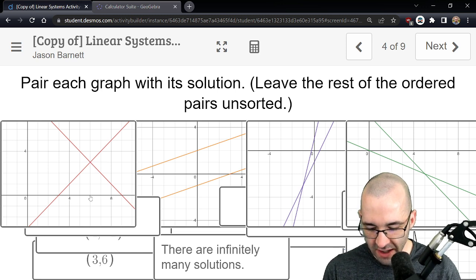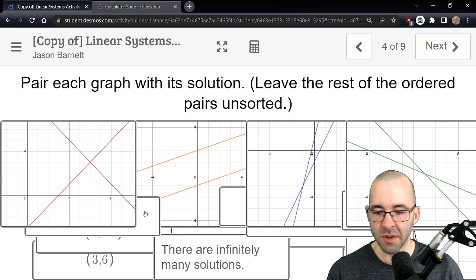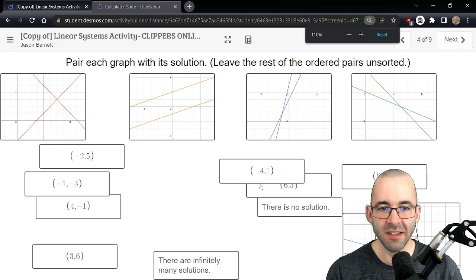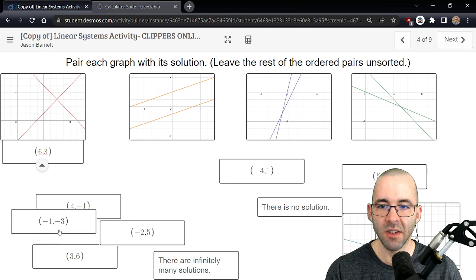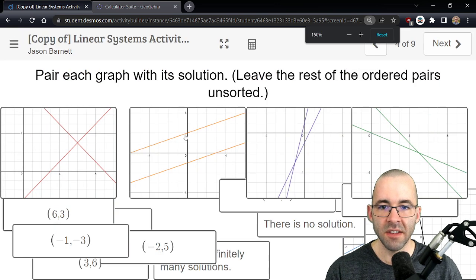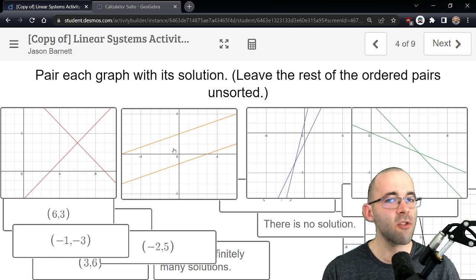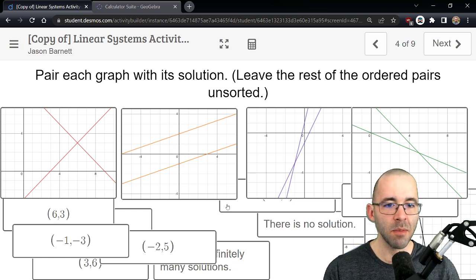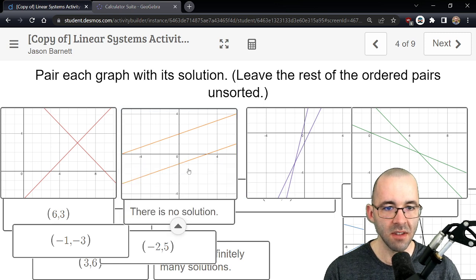The intersection here is an x coordinate of 6 and a y coordinate of 3. So the solution is 6, 3. We just go look around and find 6, 3. There it is. And we attach it just like so. This next one, these are two parallel lines. Where do they cross? Well, they never cross. There's no point that's on both of them. So we're going to attach no solution.